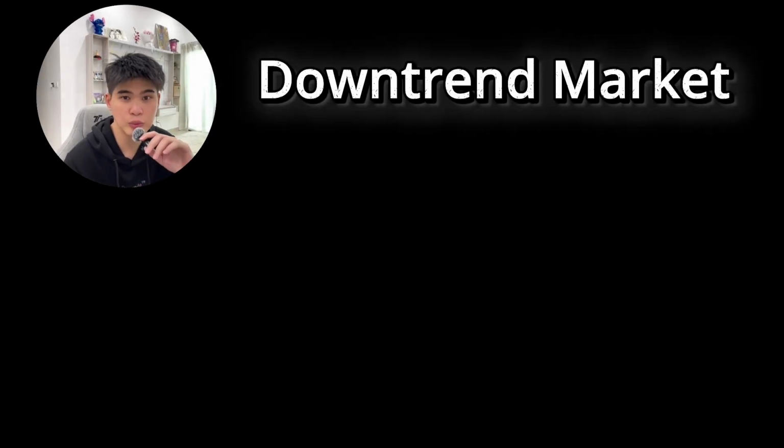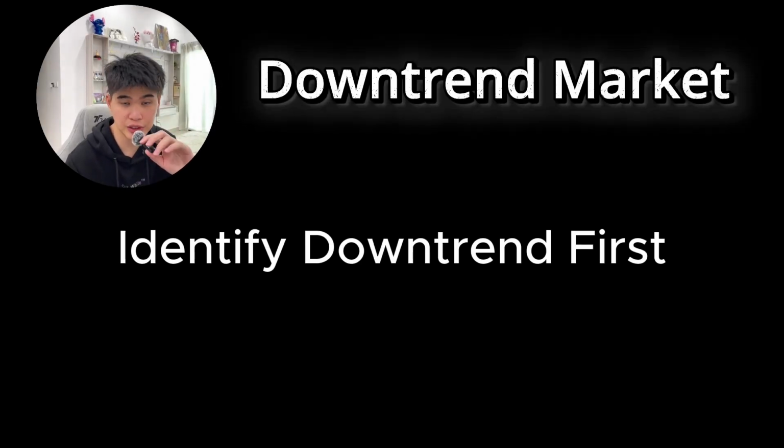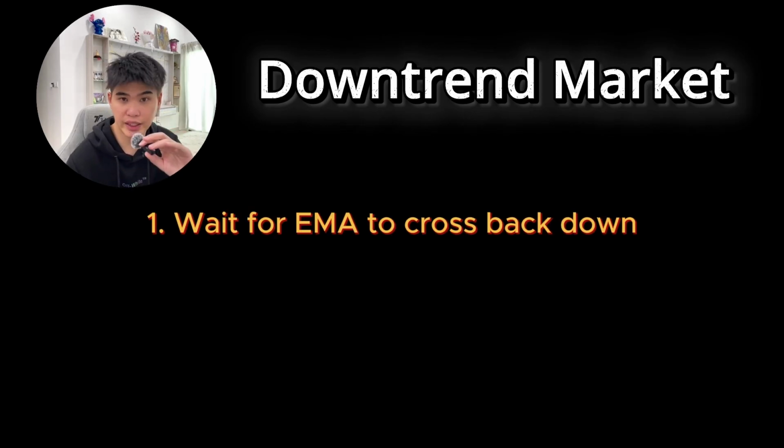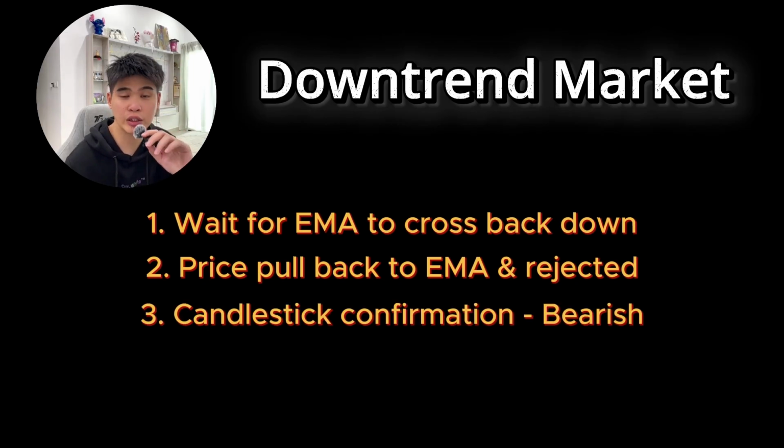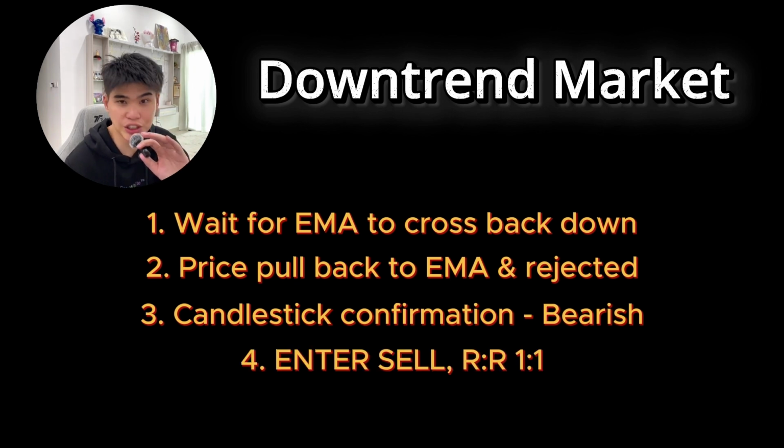And now we move on to a downtrend scenario. Make sure that your candlesticks are constantly moving below your moving average. And second, wait for retracement. Wait for the EMA to cross back down. Next is to wait for the price to retrace near to your EMA. And again, don't enter yet. Wait for confirmation. The next thing, wait for a confirmation candle. And in this case, we want to wait for a bearish engulfing. All right. And once all this checks out, enter a sell immediately without hesitation.